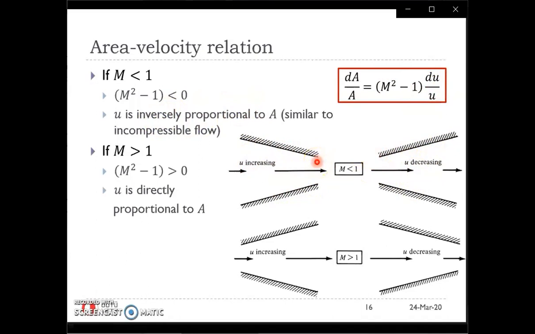However, the story is completely the opposite if it's a supersonic flow. If Mach number is greater than 1, this term is now positive. So this means that if the incoming flow is supersonic, a positive area change, meaning area increase, means also a positive du, which means velocity will increase. As presented in the sketch here, with area increasing, we have velocity increasing, and with area decreasing, we have velocity also decreasing. This happens in supersonic flows, and it's the complete opposite behavior than subsonic flows.